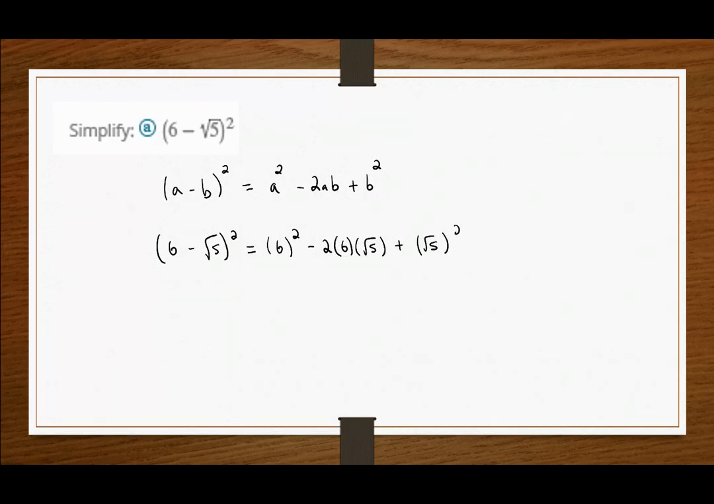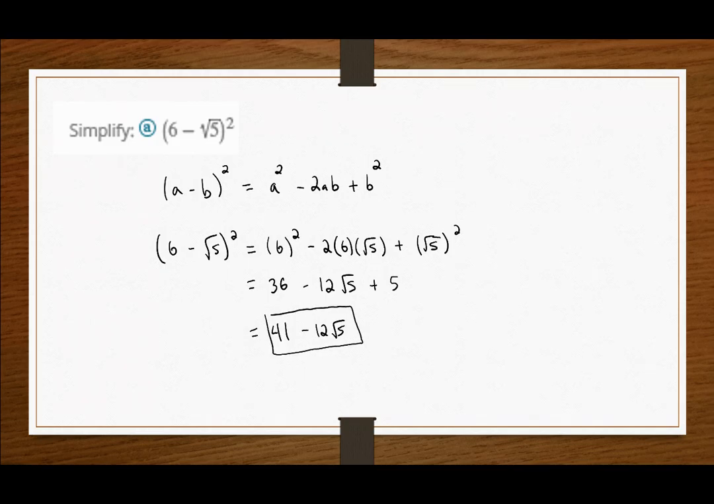So as before, once we've got our substitutions, we can go through and simplify. The first term here should give me 36. My middle coefficient is going to be negative 12 square root of 5. And again, the exponent and radical canceling each other out here leaves me with plus 5 at the end. 36 plus 5 gives me 41 minus 12 square root of 5 for the solution.